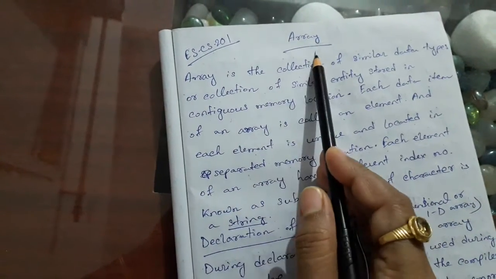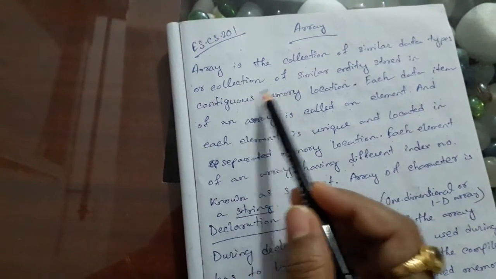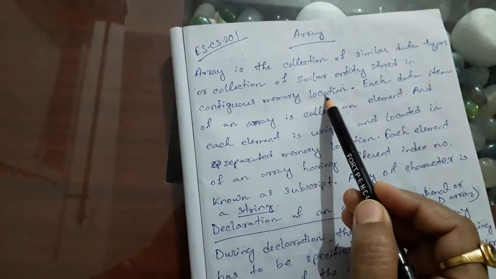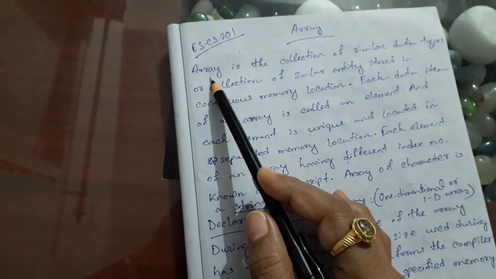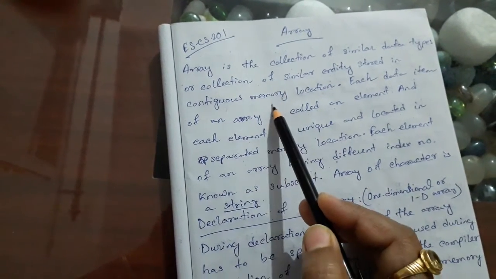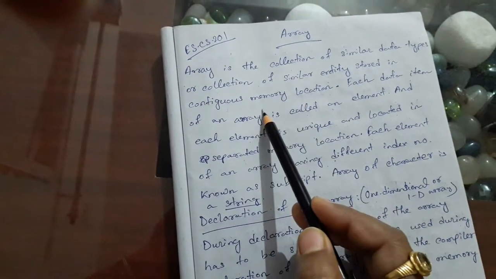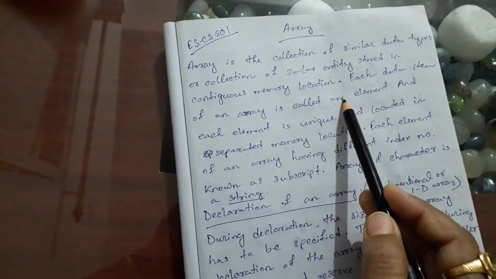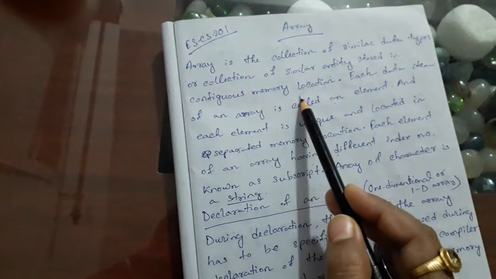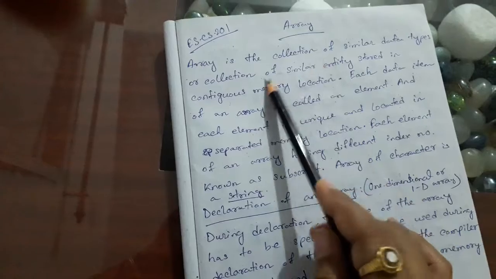The topic is an array. An array is a collection of similar data types, or a collection of similar entities stored in contiguous memory locations. So an array is basically a homogeneous type of data. It means if we want to store int type data, all the memory locations should be integer type. If it is character, then all the locations should be character type. So an array is a collection of similar data types.